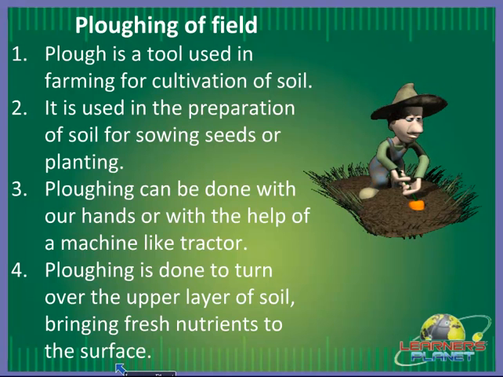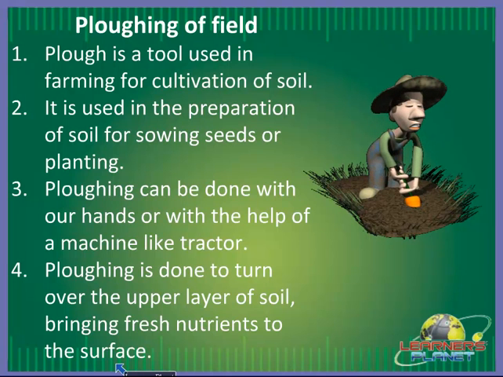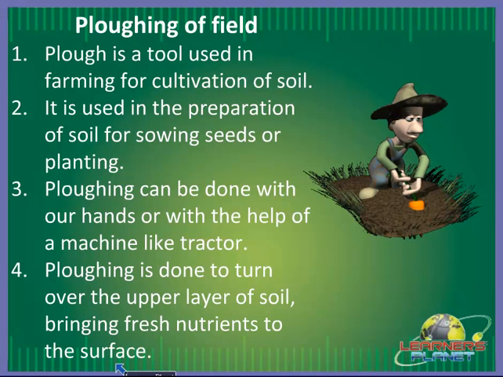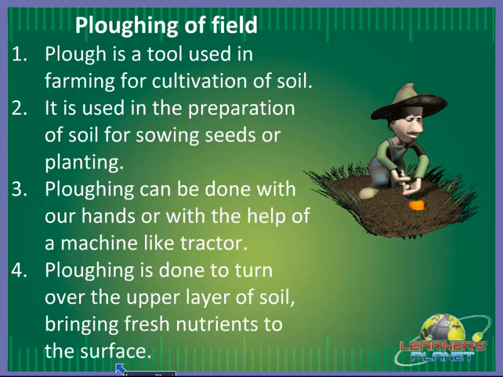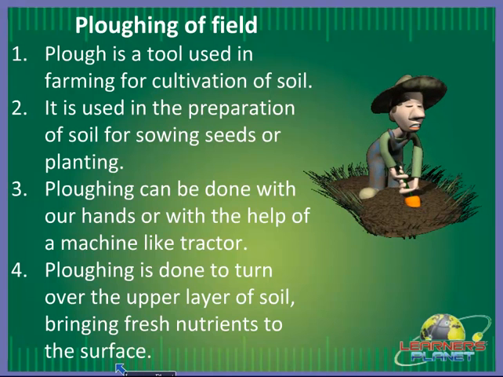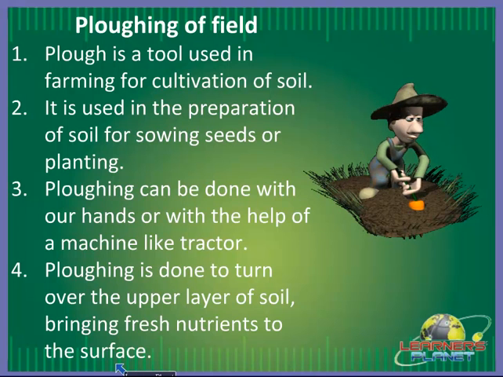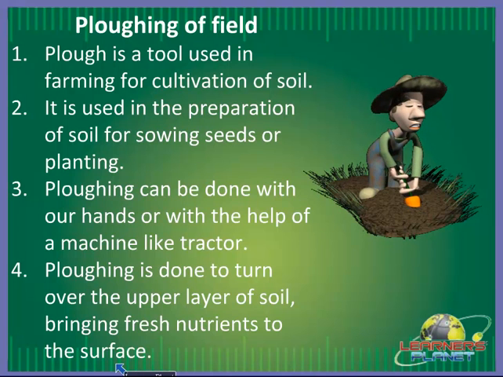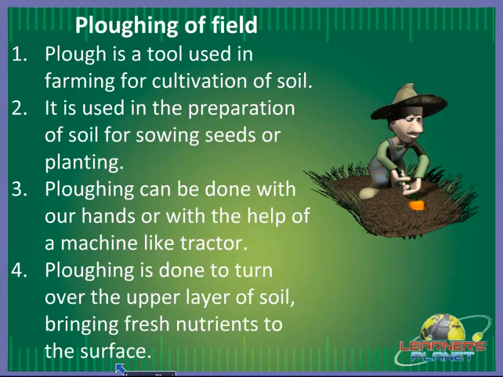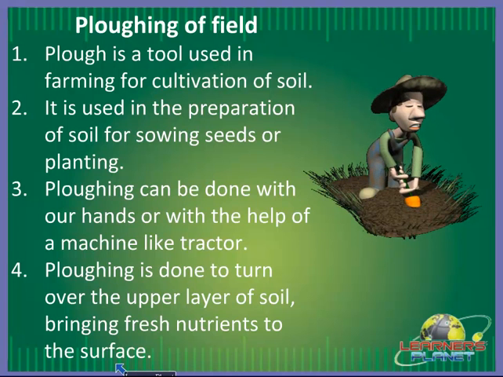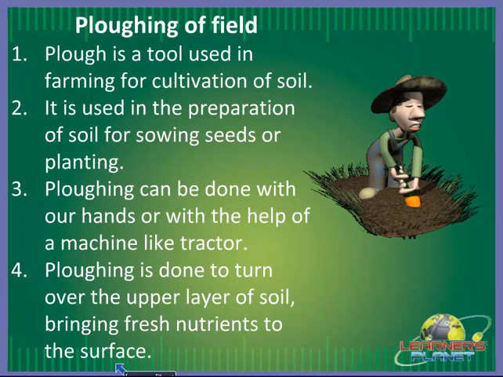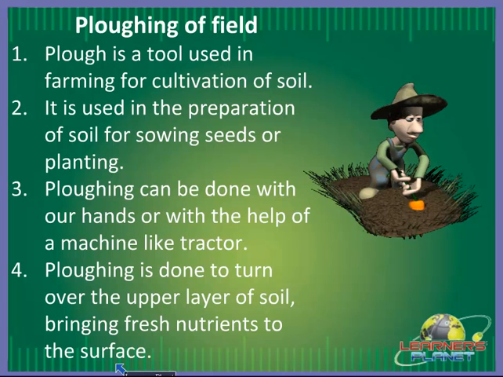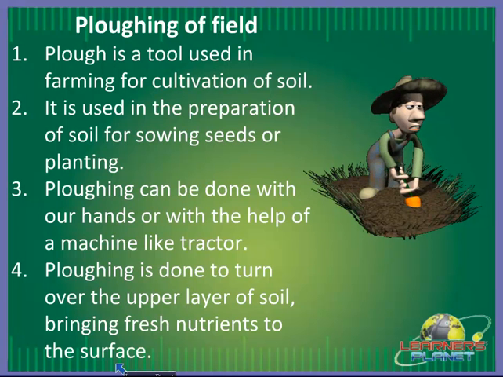So by plowing, what will happen? The importance of plowing is that it will turn over the upper layer of soil and bring the fresh nutrients to the surface, right? So if there are fresh nutrients available in the soil, then the soil can provide all the vital nutrients to the plant, because plants absorb these nutrients from the soil only, right?